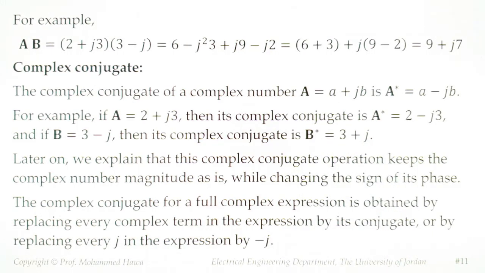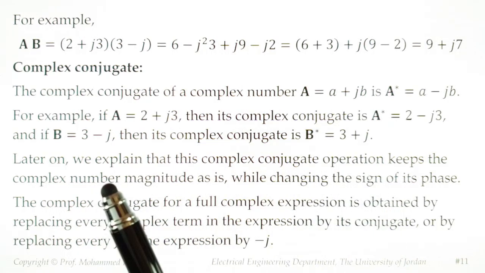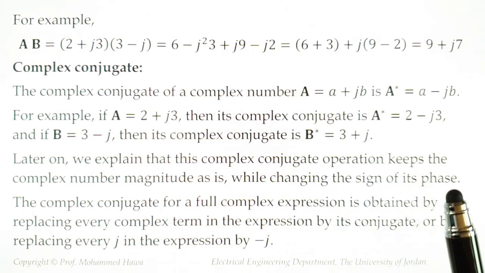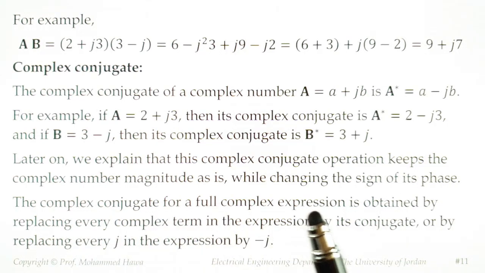Later on, God willing, I'm going to tell you that the complex conjugate operation keeps the complex number magnitude the same while changing the sign of its phase. But let's keep this for a later point in time. For now, please remember that the complex conjugate of a full complex expression is obtained by replacing every complex term in the expression by its conjugate, or by replacing every j in the expression by minus j.